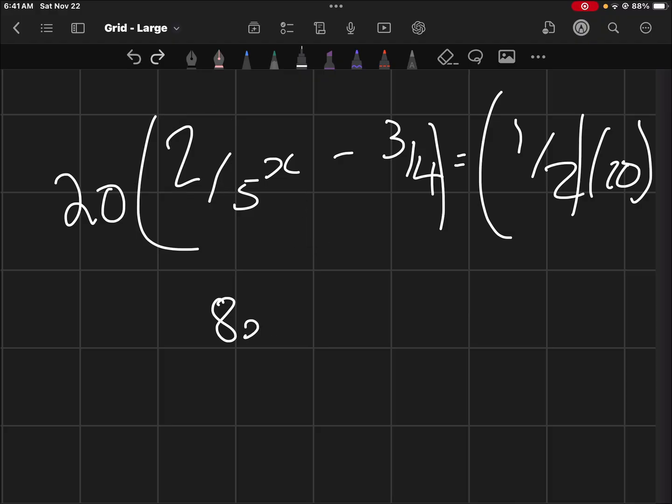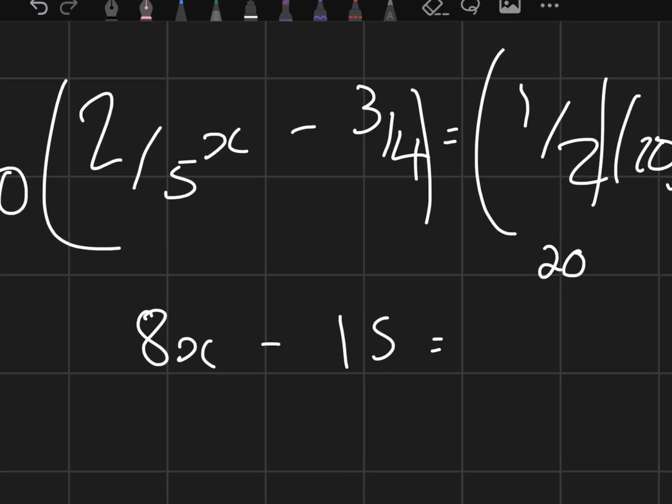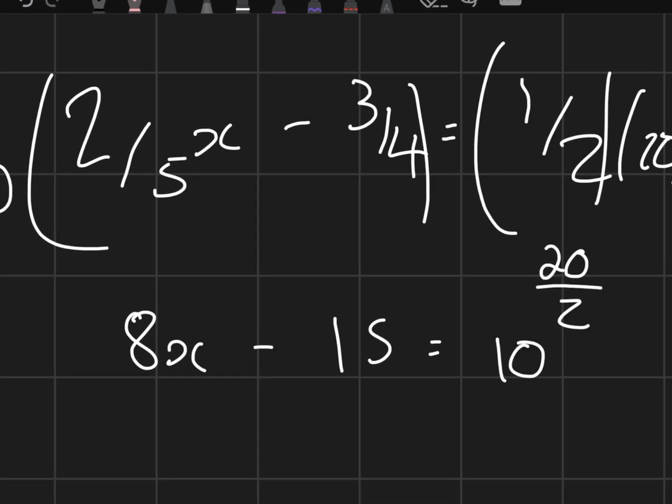Same process goes with the next part, negative 3 over 4. 20 times 3 over 4 gets us 15. And we also have a negative there, so we drop that down. Then 1 over 2 times 20, which is essentially the same thing as 20 divided by 2, gets us 10.